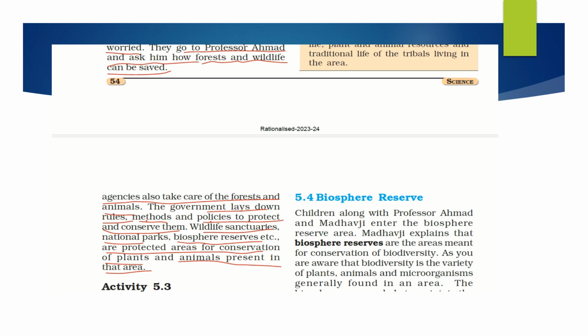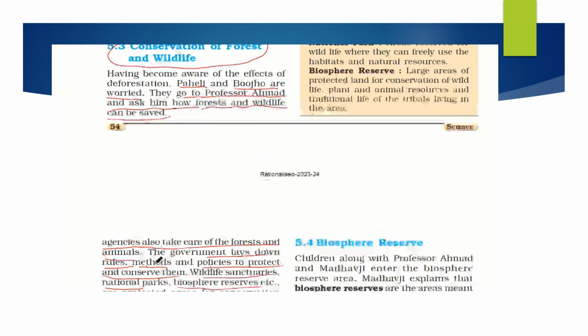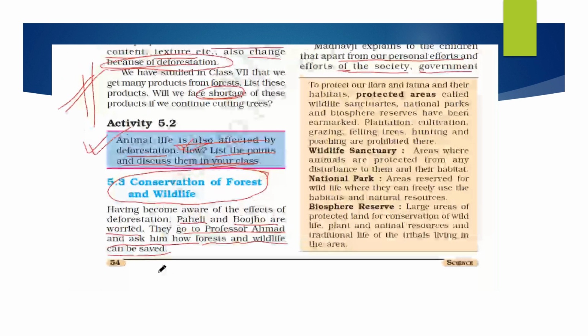Okay, so these are biosphere reserves or wildlife sanctuaries. These are very important for us. Now, let us see the definition of all these. First we have learned what is biosphere, and what is biodiversity. So, just take those main things and write it in your answer book as definitions. Now, what are protected areas?